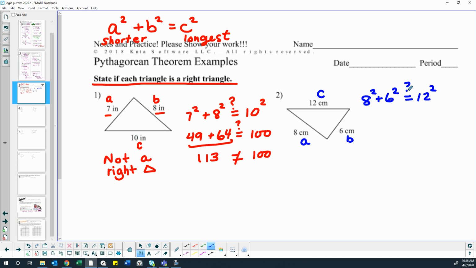So again, I'm putting the question mark over the equal sign because I don't know if they're going to be equal or not. In this case, my equal turned into a not equal. So 8 squared was 64, and 6 squared is 36. Those actually add up to 100 this time, which means if our other side were 10, then it would work and it would be a right triangle. But the other side is not 10, it is 12. So the other side is going to be 144. And after we add these together, we can clearly see that 100 is not equal to 144. So therefore, this is not a right triangle.